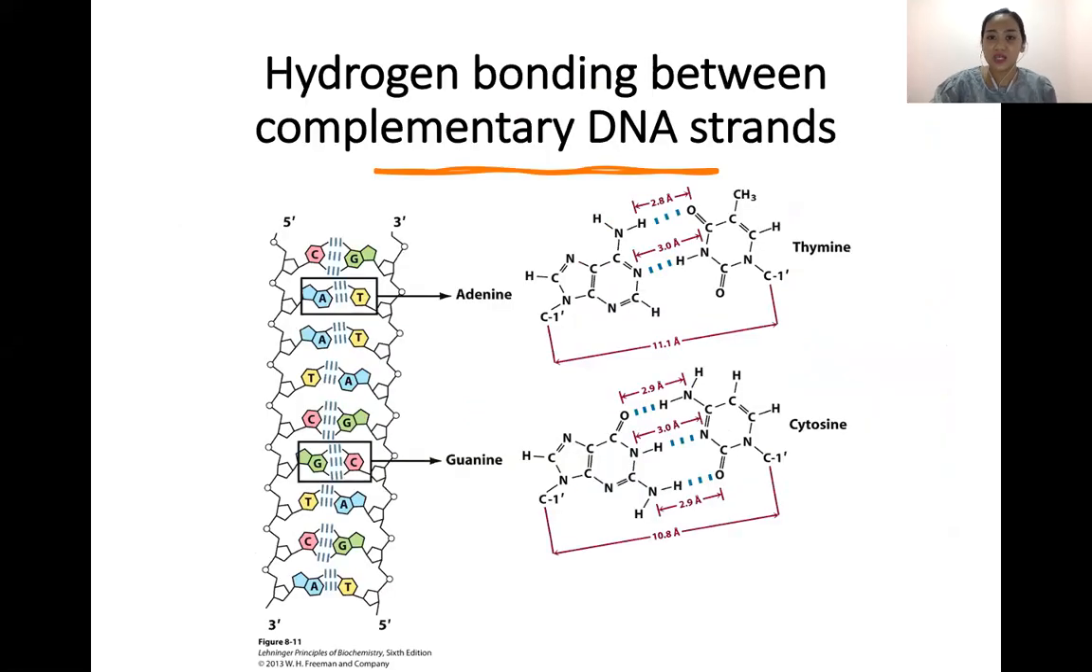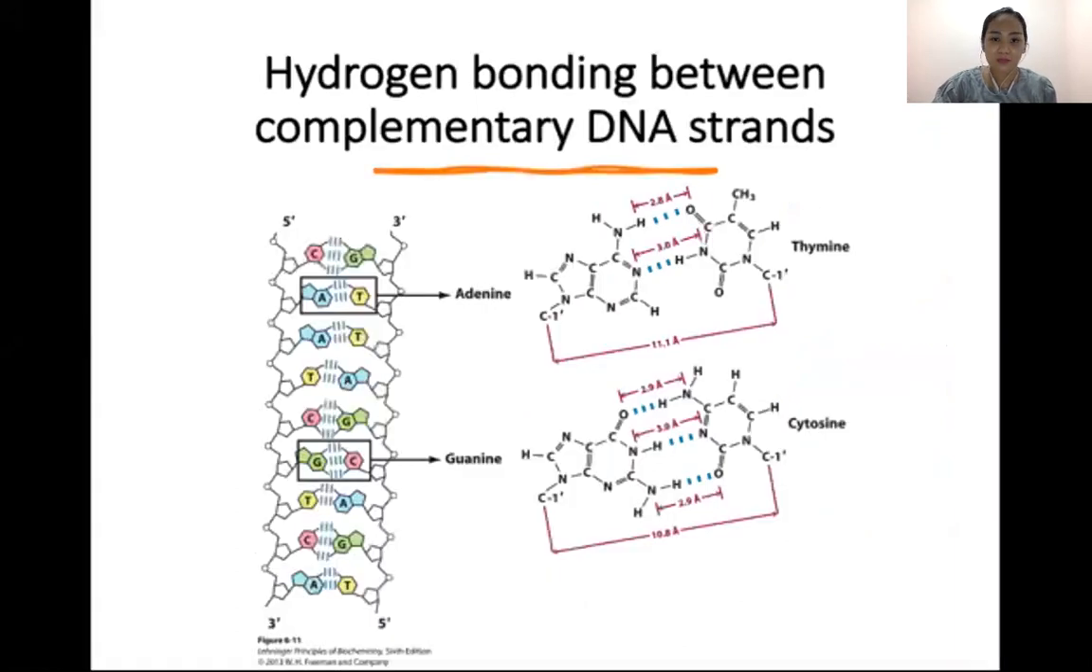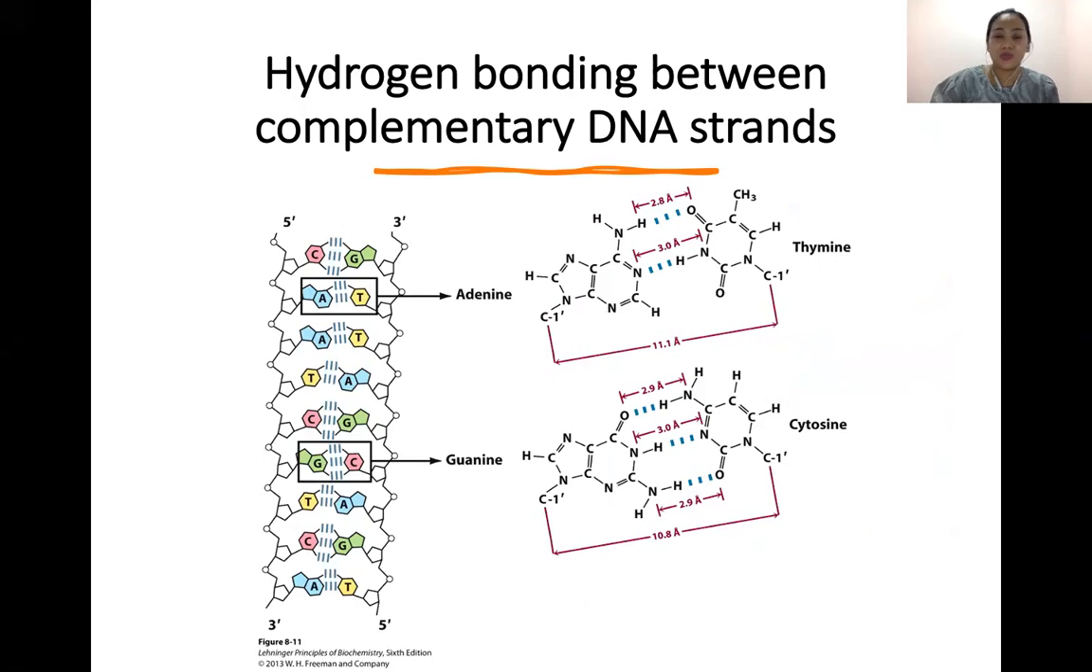Next, we have the hydrogen bonding between complementary DNA strands. So in one-stone and quick base pairing, we know that A pairs with T and C pairs with G. So this is a stick diagram. And in this stick diagram, you will still see that there is the alternating sugar phosphate backbone. So you can still see that here in this portion. This doesn't show you the double helix, but it gives you a clearer picture of the base pairing.